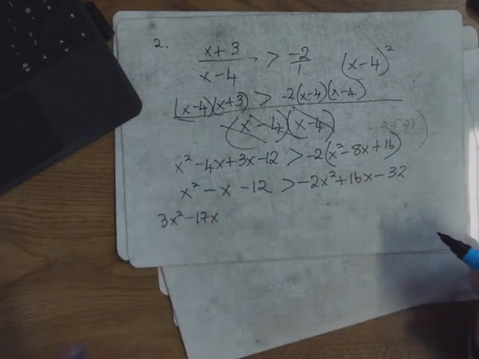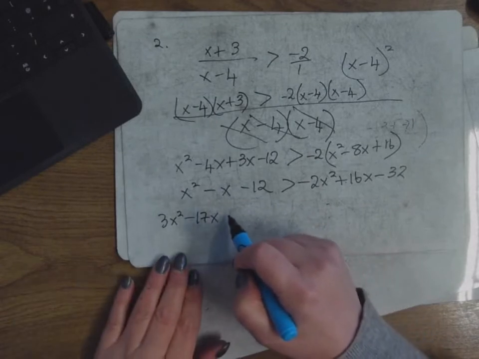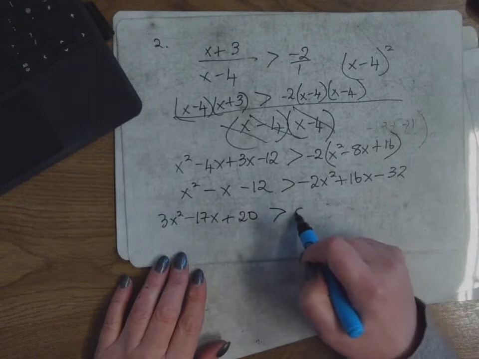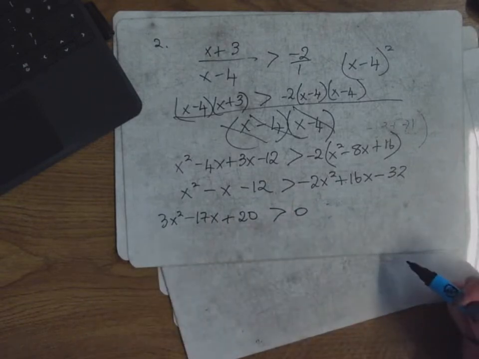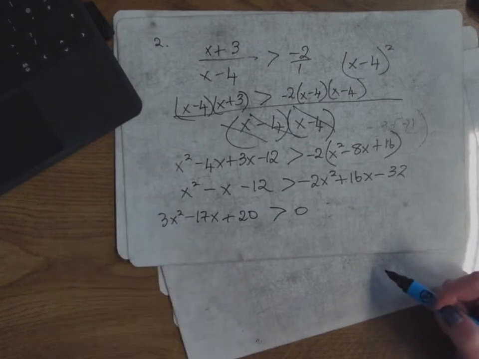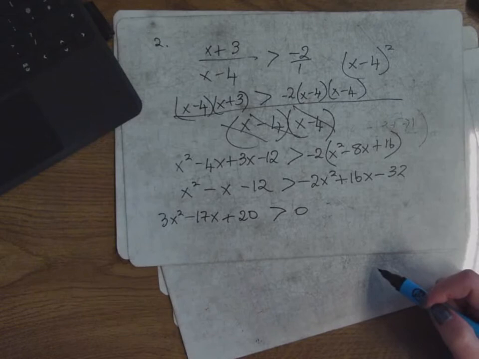Minus 12 plus 32 when it comes over becomes plus 20 is greater than 0. Would you agree? Right, this is a quadratic inequality. You have to draw a graph. That's how you solve quadratic inequalities. You have to draw a graph.